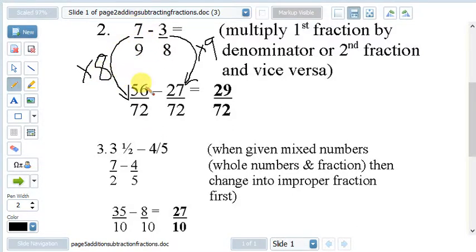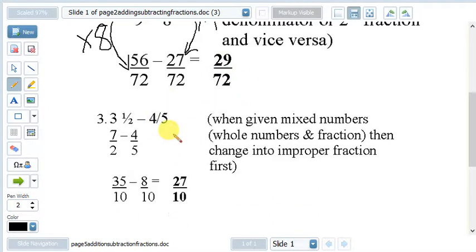So 7 times 8 is 56, 9 times 8 is 72, 3 times 9 is 27, and 8 times 9 is 72. And by timesing by the opposite denominator, we always get a common denominator. So now we just take them away. So 56 take away 27 is 29, and 72, so those two are common denominators, so that just goes there.